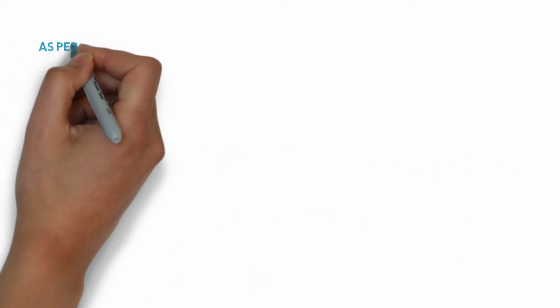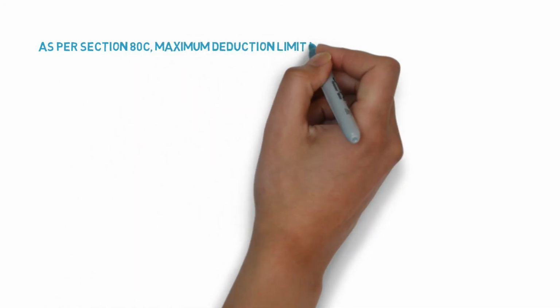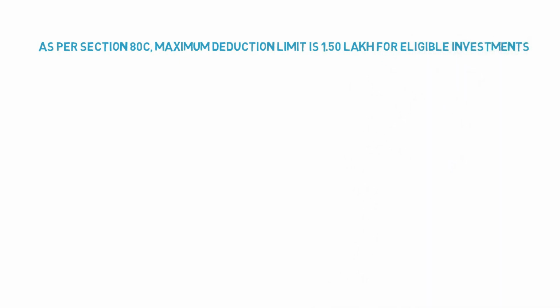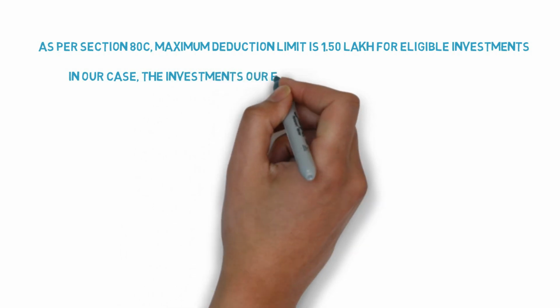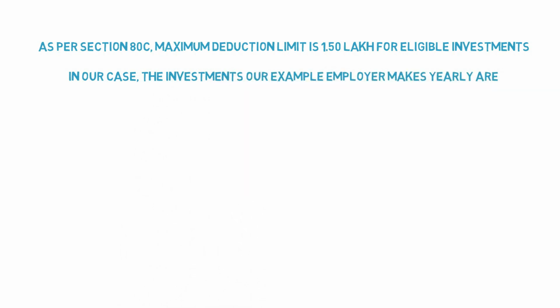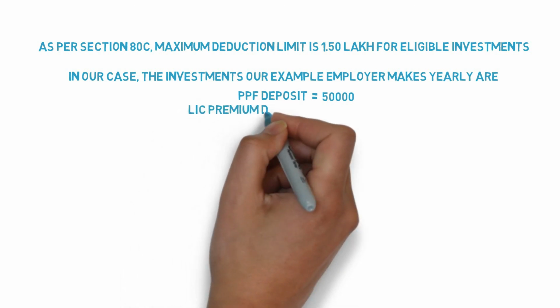Now let us see about other allowances and how tax benefits apply. As per section 80C, the maximum deduction limit is 1.5 lakhs for eligible investments. So in our case, the employee makes a PPF deposit of 50,000 and LIC premium deposit of 9,000.